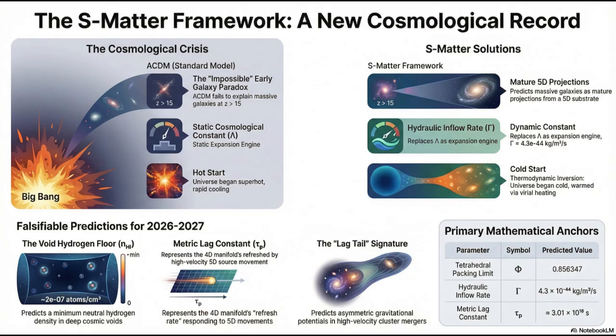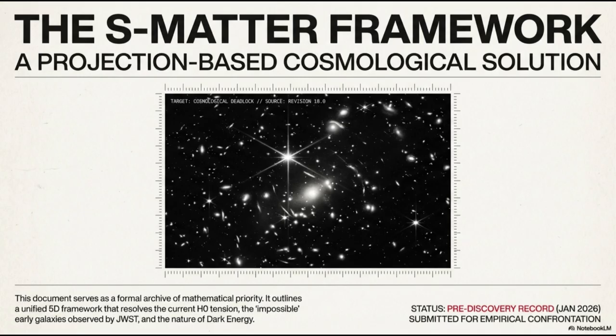The core idea of this S-Matter framework, specifically Revision 18.0, is that the current crisis in cosmology, the Hubble tension, the impossible galaxies, all of it. The crisis isn't because our instruments are wrong. It's because our geometry is wrong. Our fundamental assumption about space is flawed. And that's the hook for me. Not that we need a better lens, but that we're looking at the wrong movie entirely.